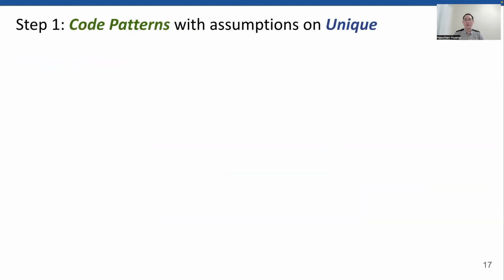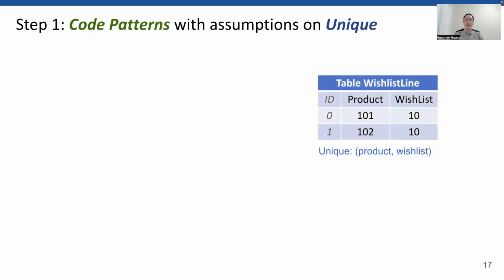First, I will show some examples of code patterns we observed that have assumptions on each constraint. Let's look at a real example for uniqueness. For a table wishlist line, there are 2 columns storing product ID and wishlist ID. It only allows one product in one wishlist. So here, product and wishlist are composite unique.